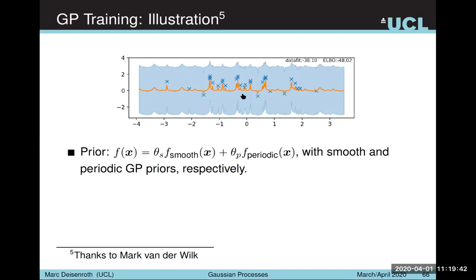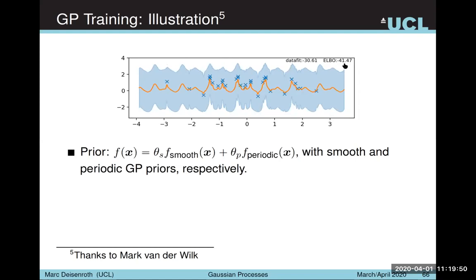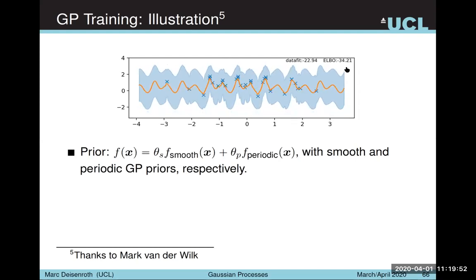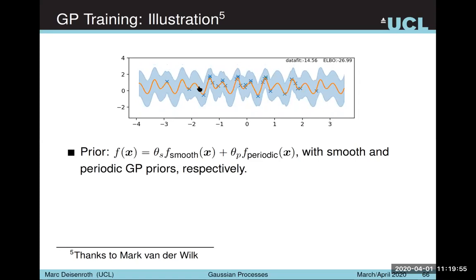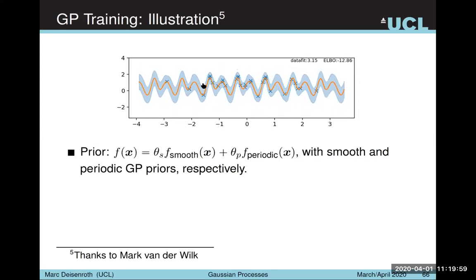Now if we run our example again from before, you can see that the marginal likelihood value goes up. The fit of the function, or say the distribution over functions, becomes more reasonable. And this is what we find at some point. So this is the posterior distribution, or close to the posterior distribution of the GP.